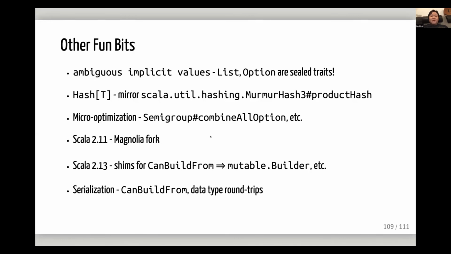Unfortunately, we still have to maintain 2.11 compatibility because of some old data pipelines, so we have our own fork of Magnolia just for that. And for 2.13, there are some breaking changes, so you have to add some shims to work around that as well.